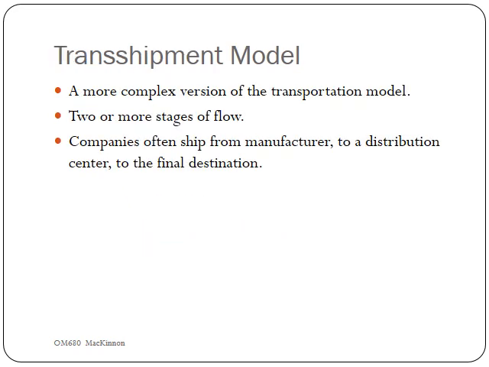Let's take a look at the transshipment model. This is important for supply chain management, and it is a more complex version of the transportation model. It's actually not that complex, but it is certainly less simple than the model that we just looked at. There are two or more stages of flow, as there often are in supply chain management. So for example, companies often ship from one manufacturer to a distribution center and then on to the final destination.